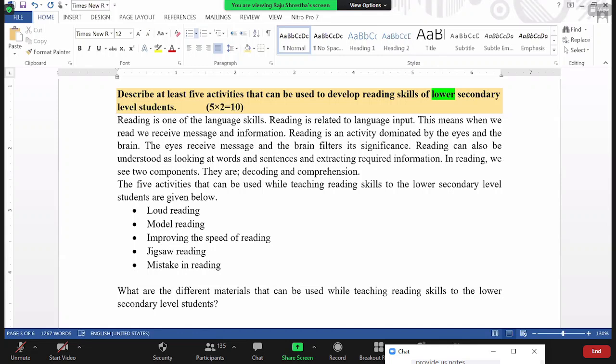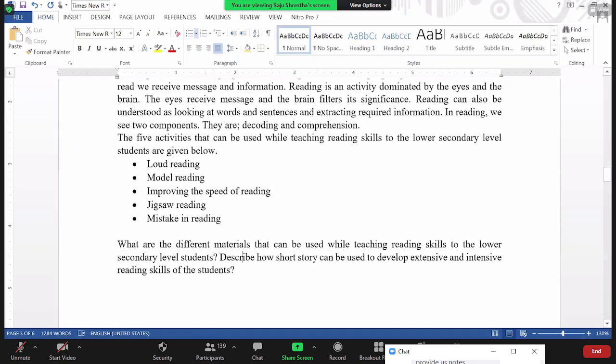So describe how short story can be used to develop extensive and intensive reading skills of the students.